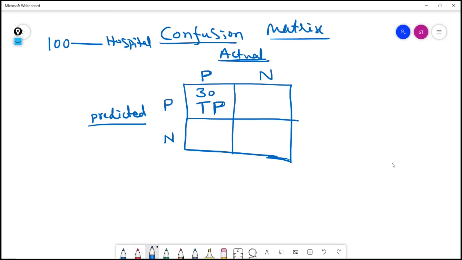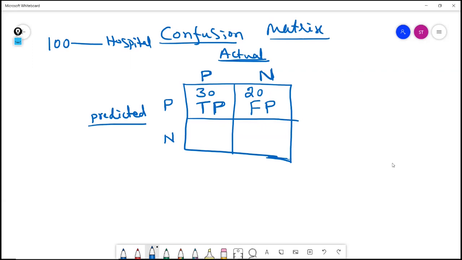Also he says that 20 people are positive, but when I compared with the actual data, in reality, they did not have any sign of COVID. They were actually negative. So this is negative data. It means that the prediction and actual were not the same. They were false. So then I will write it as false. So this is going to be a false positive.